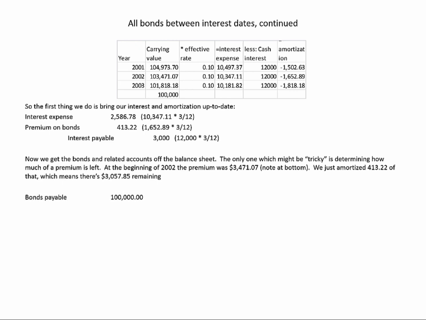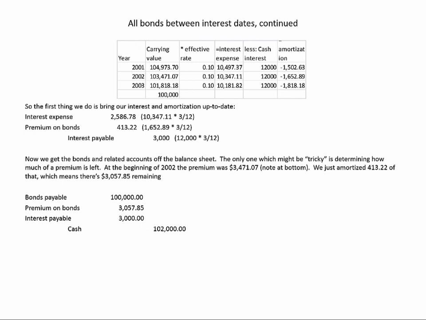That means that there's only $3,057.85 remaining. So we get the bonds payable off the balance sheet at face value. We get the remaining premium off the balance sheet. And we're also satisfying the interest payable. Again, we're going to buy these bonds back and run them through the shredder. We're never going to have to pay that interest payable after date. We're satisfying that obligation by buying the bonds back.